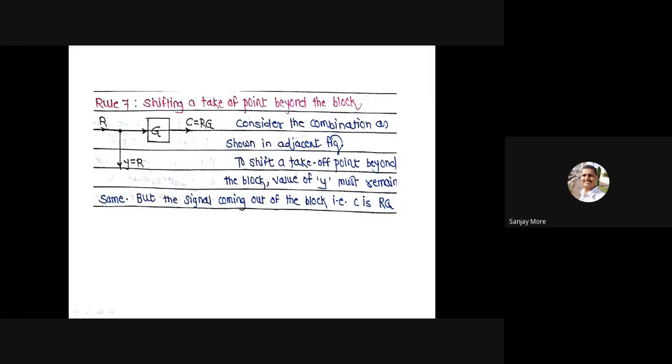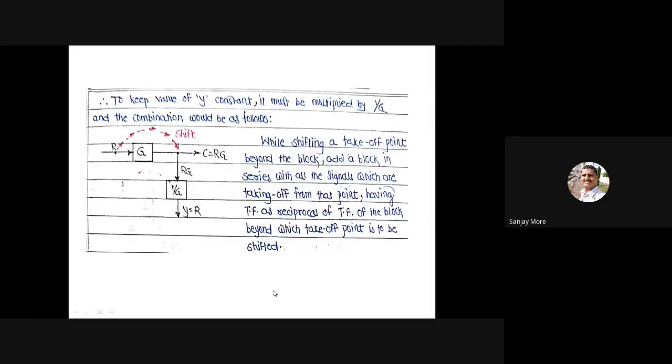Then shift a takeoff point beyond the block. Here, this takeoff point is shifted here. C is equal to R into G, and you have to maintain the output C is equal to R into G. You have to multiply by 1 divided by G at one block. To keep the value Y constant, it must be multiplied by 1 divided by G, and the combination would be as follows.